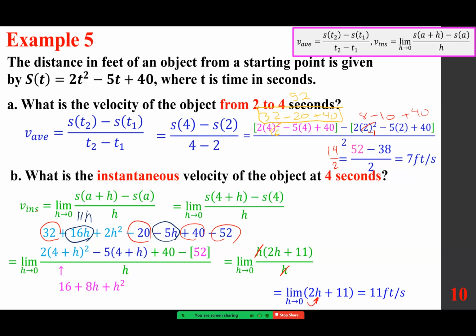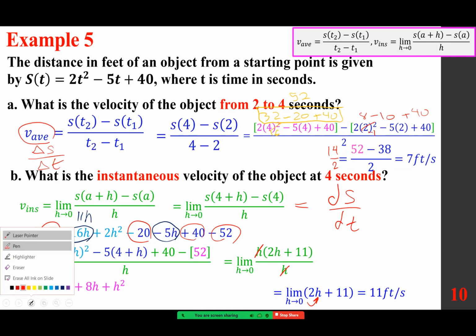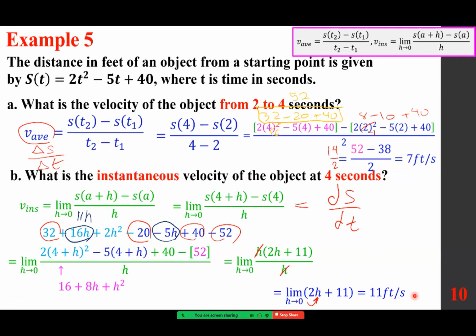Again, this class, this is ds/dt. This one, delta s over delta t, they have the same units, okay? The units of the numerator over the units of the denominator. This is the average change, this is the instantaneous change. That's why feet per second in both cases.